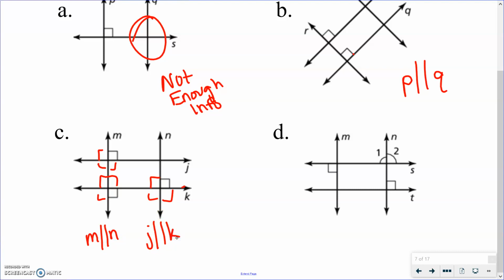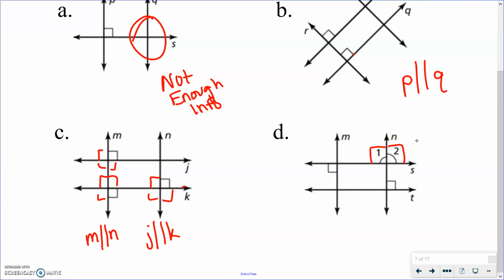K. And again, that's because of the lines perpendicular to a transversal theorem, or you could label it as their corresponding angles are congruent, or their alternate interior angles or alternate exterior angles. You have lots of options here, but there are two sets of parallel lines. Okay?